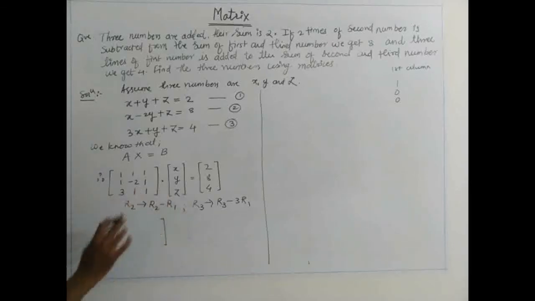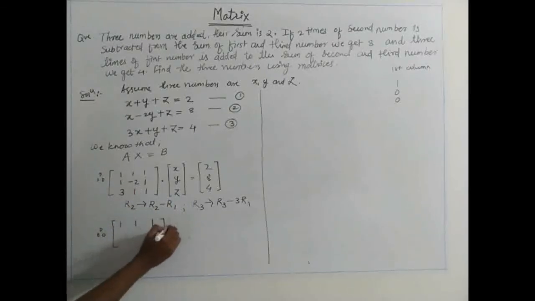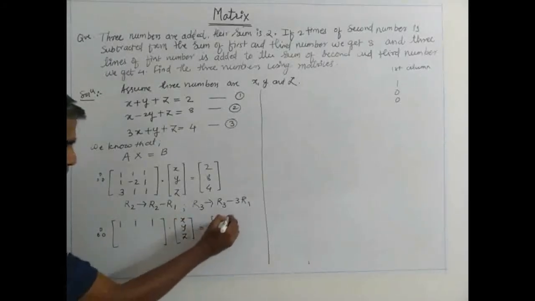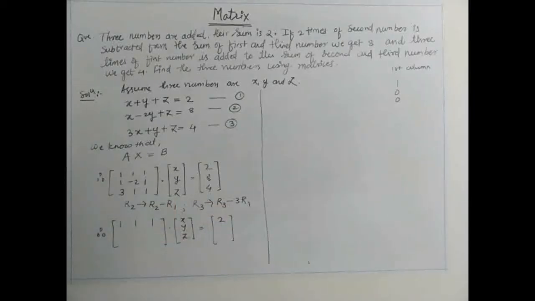So here only R2 and R3 are going to change. The first row we are writing as it is. Matrix multiply matrix, we are not changing anything, it will remain the same. In the resultant matrix on the opposite side, the first row will remain the same. Now begin with the second row.